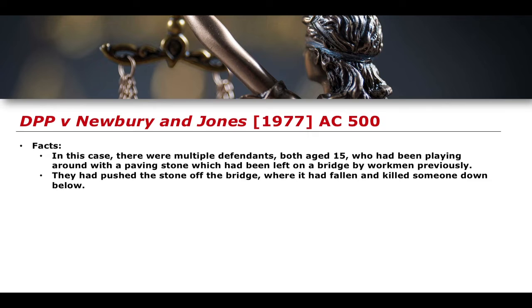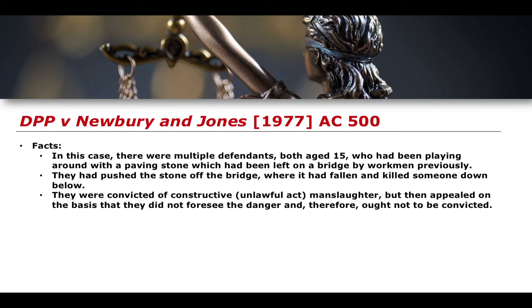It was quite a heavy paving stone, falling at relatively, probably terminal velocity. The blunt force trauma would have killed this victim. They were both convicted of constructive manslaughter, of unlawful act manslaughter, but they appealed on the basis that they did not foresee the danger. Because they didn't foresee that when they pushed the rock off the bridge, there was going to be someone down below who was going to get hit by the rock and killed, they ought not to be convicted of constructive manslaughter.